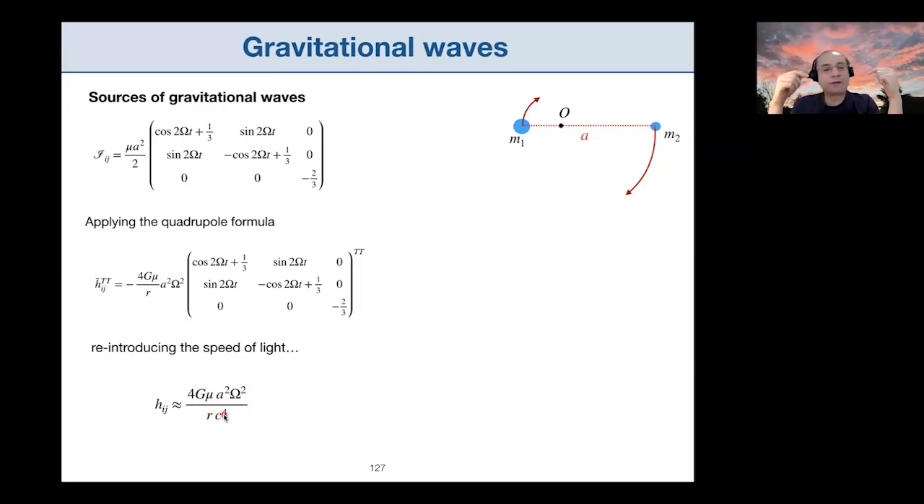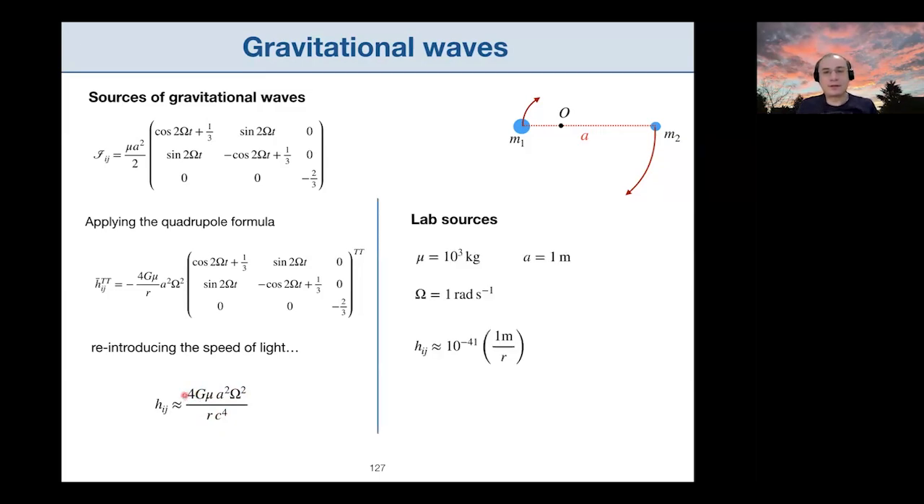And this is obviously a very small number. If you remember, the gravitational constant is of the order of 10 to minus 11 in the SI units. The speed of light is 10 to 8, and this is in the power of 4. So in the denominator, we've got 10 to minus 32. So the whole prefactor is very, very small, and we expect very small h.